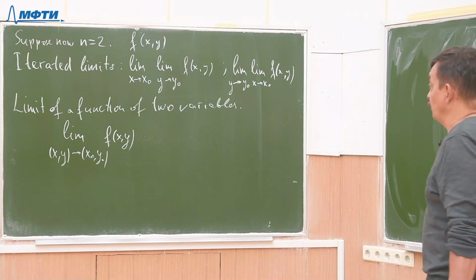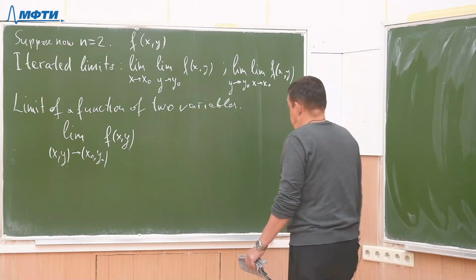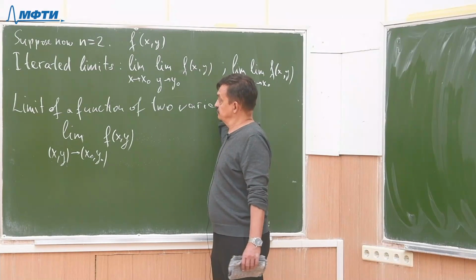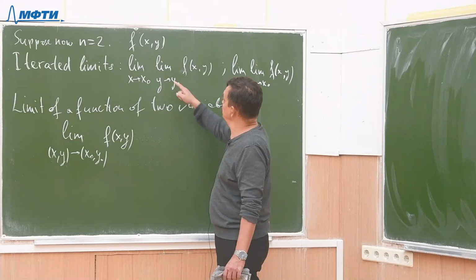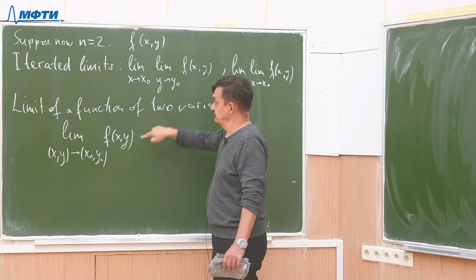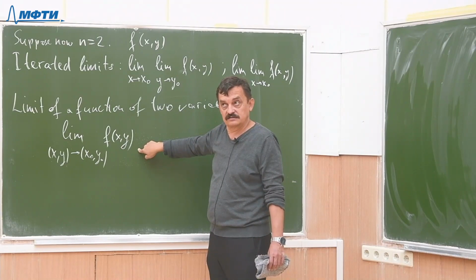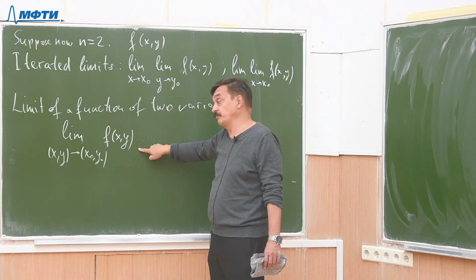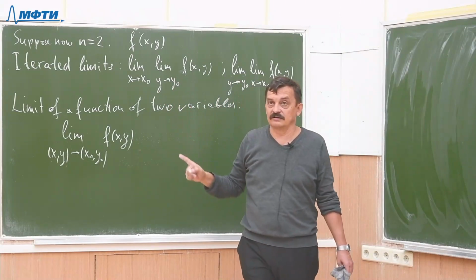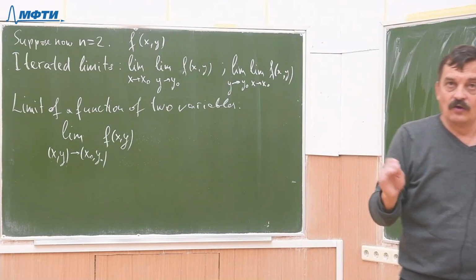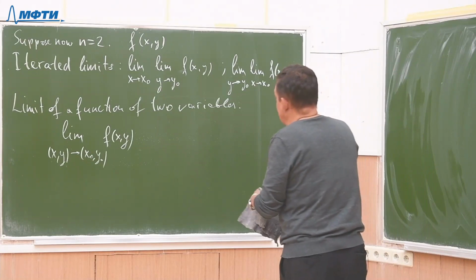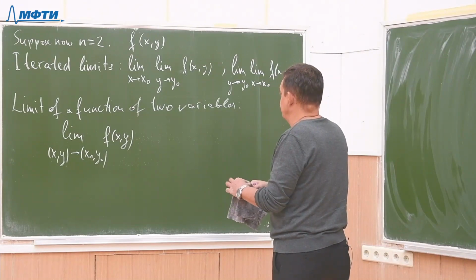So what I want to say is, they may be different. It might be that both iterated limits exist and are equal, but the double limit doesn't exist. But also it might be that this limit exists, but the iterated limits do not exist. So all possibilities can be realized. And let me give a couple of examples.